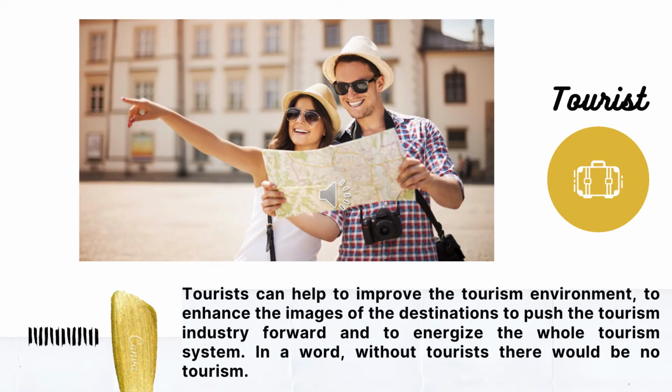So after the geographical elements, which is one of the three elements to describe the tourism system, we have our second element, which are tourists. Tourists can help to improve the tourism environment, to enhance the images of the destinations, to push the tourism industry forward, and to energize the whole tourism system. In a word, without tourists, there would be no tourism. So it is said that tourists are the most important stakeholder in a tourism system.